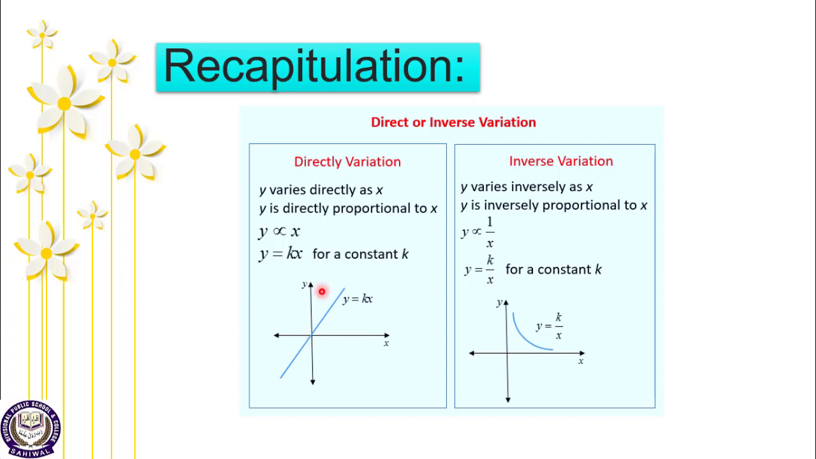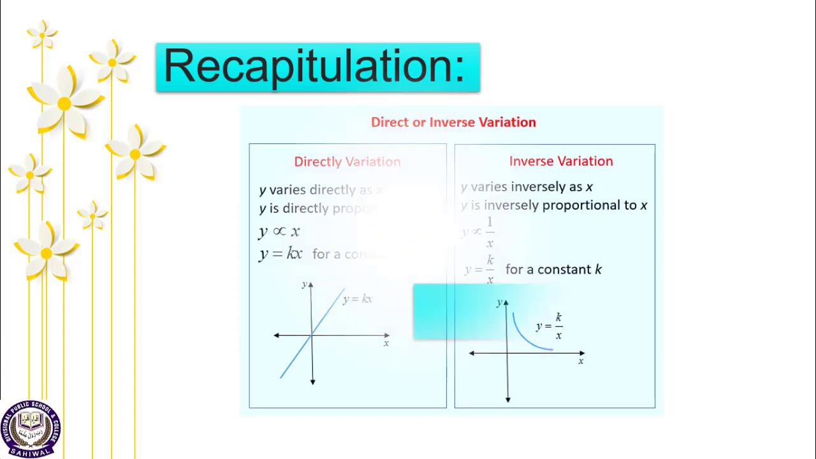The graph of direct variation quantities always passes through the origin, and it is always a straight line. But the graph of inverse variation never passes through the origin, and it may not be a straight line.